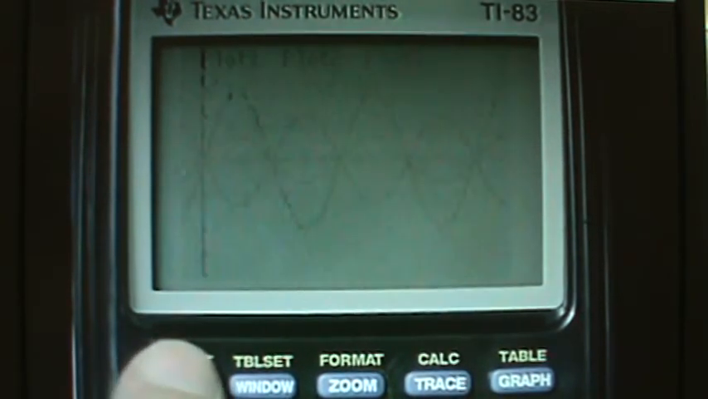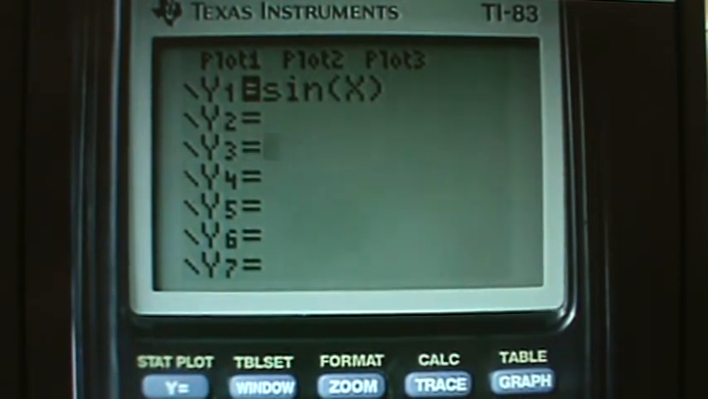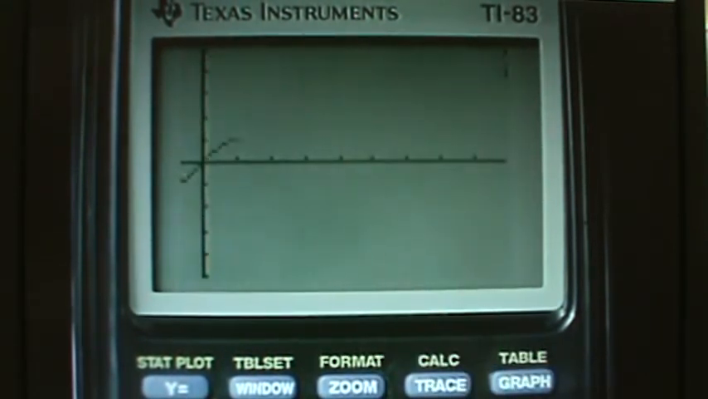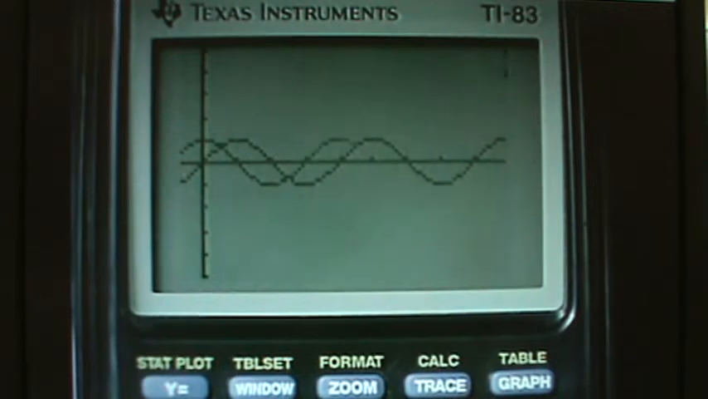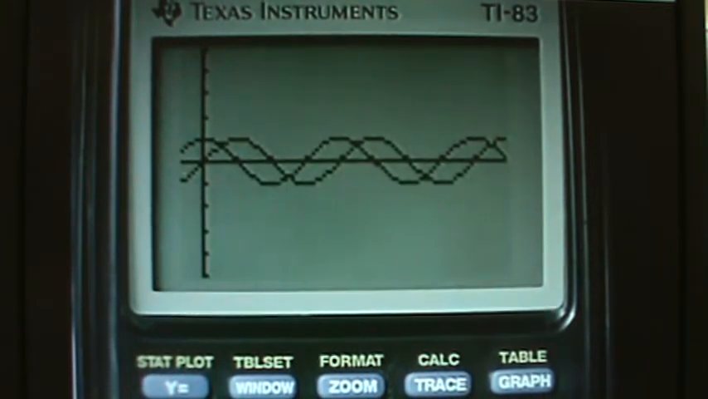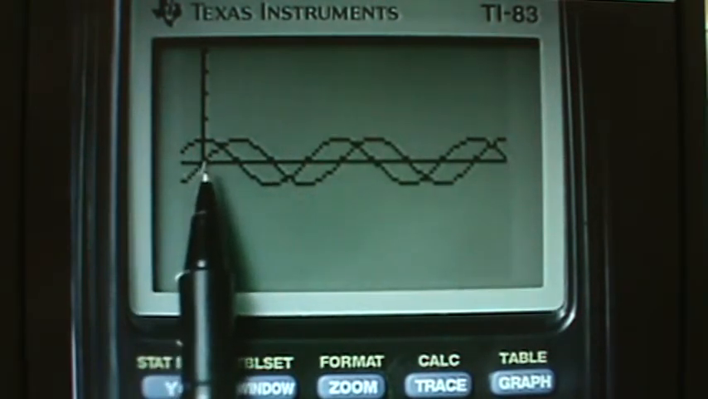Let's look at something else. I'd like to look at the cosine curve with the sine curve. I'm going to take out these two graphs, and I'm going to enter cosine x. Now here's sine x. Here's cosine x. I think it's important for us to know that the significant points involved in the cosine curve are the same significant points as we had with the sine curve.